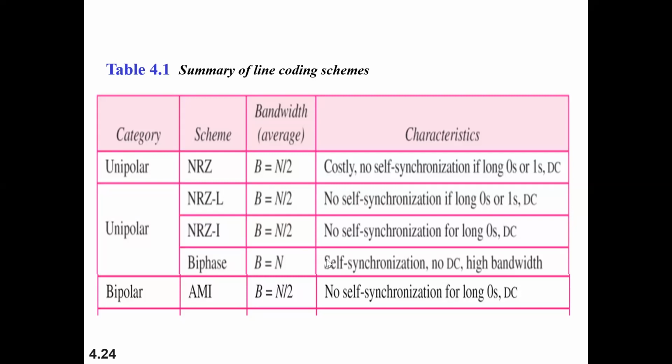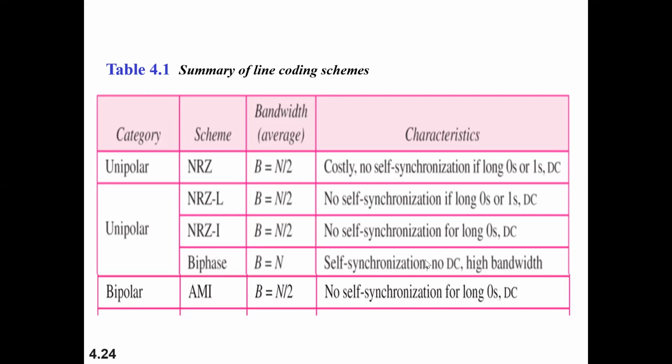Whereas with respect to biphase, there is a transition in between. In between, it will change. The transition will be changing, so we can tell that the bit has been transmitted properly. If it goes from highest to lowest, then the bit has been transmitted. That's why biphase is self-synchronized, and it requires the highest bandwidth, because you need twice that. So that's why it has high bandwidth.